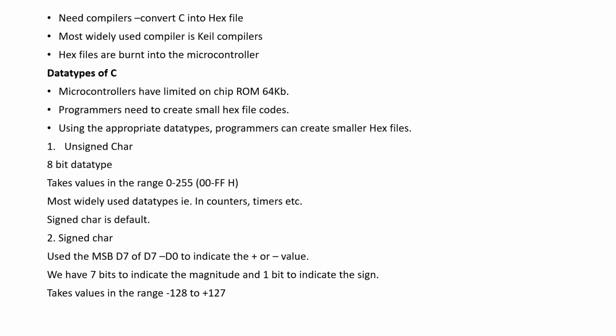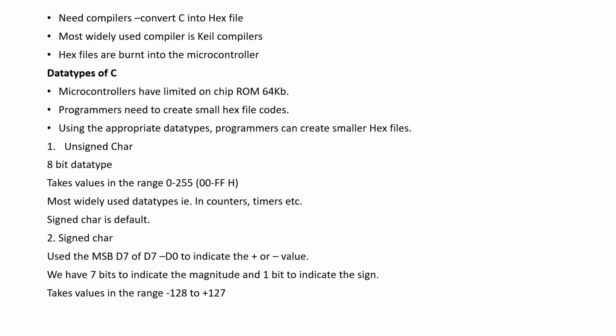Here C programming needs compilers to convert the C into a hex file. Like in assembly language, we use assemblers to convert the program to machine language. Here we use compilers, and the most widely used compiler is the Keil compiler, and the hex files are burned into the microcontroller. Data types of C.